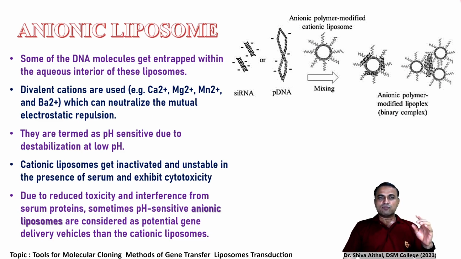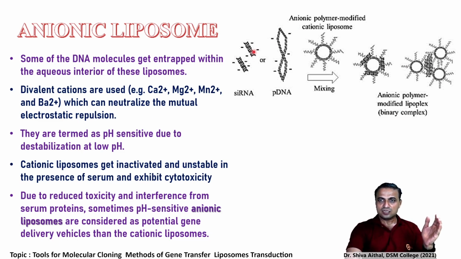The second type of lipid is anionic liposomes. This is used because of one problem which I just showed in the cationic liposome, that there can be degradation of the DNA by the enzymes, the lysosomes. These lysosomes can degrade the whole complex because some of the DNA molecules get entrapped within the aqueous interior of these liposomes. They are not easily released.